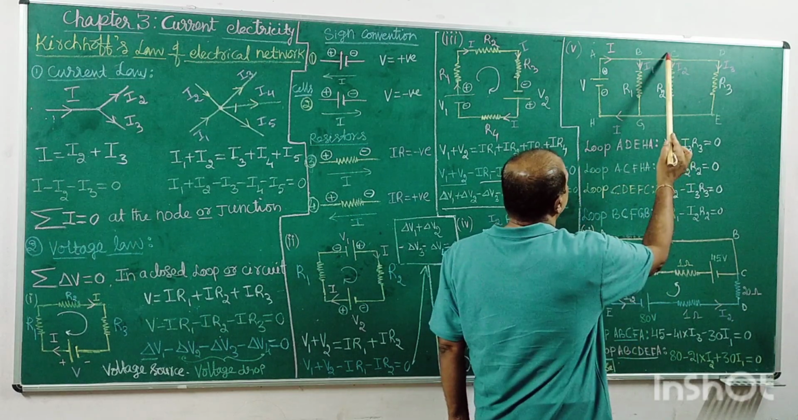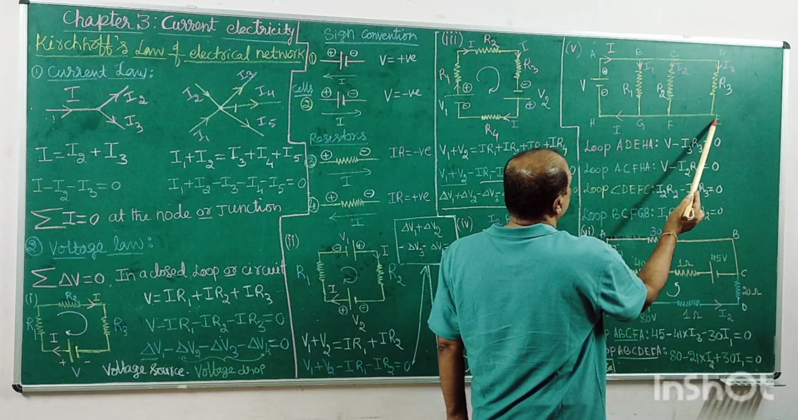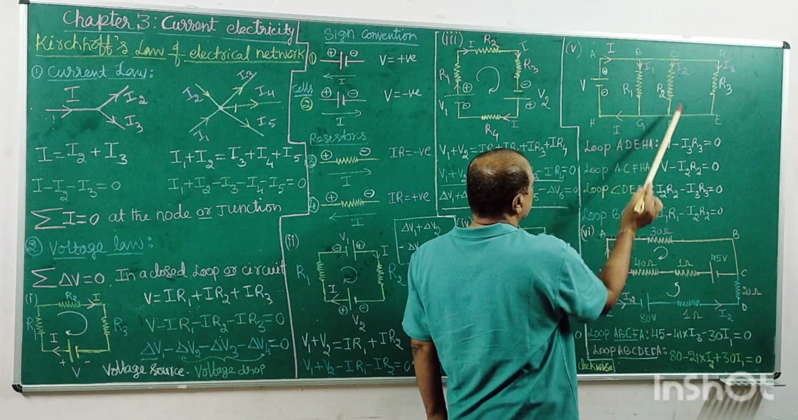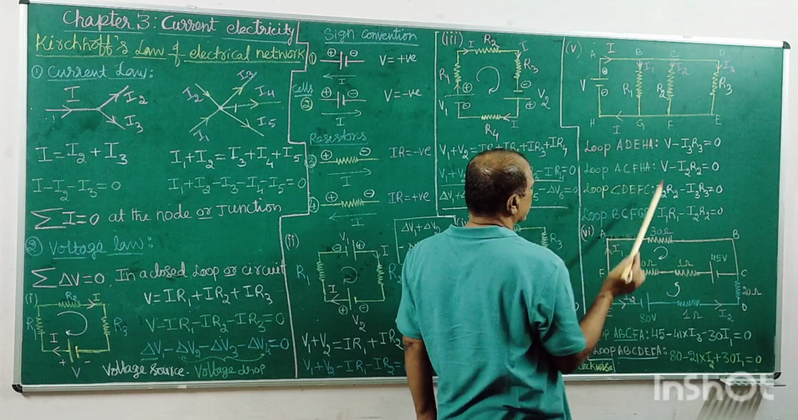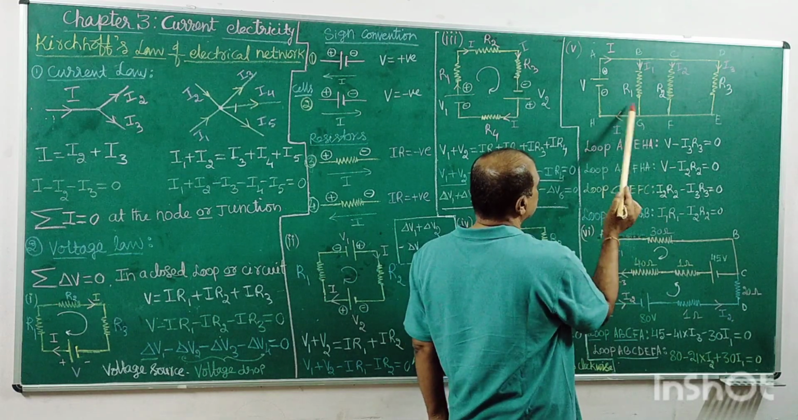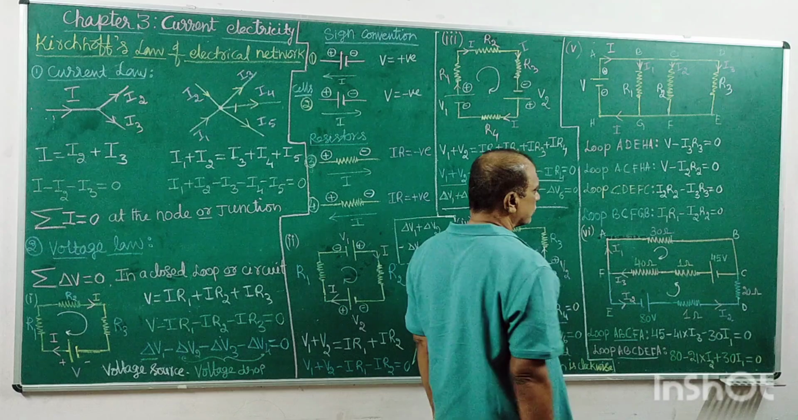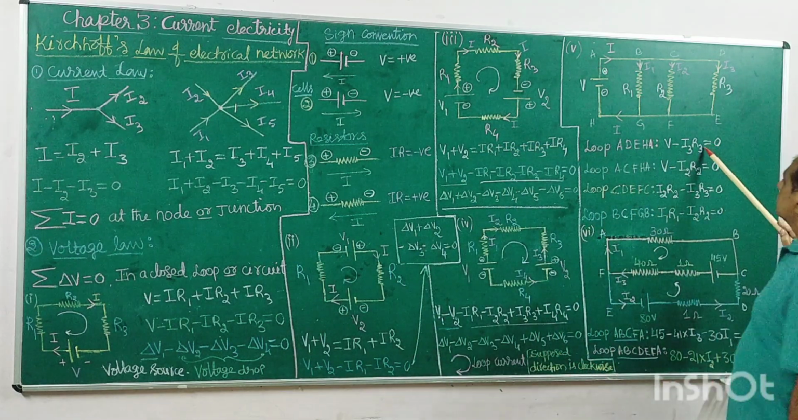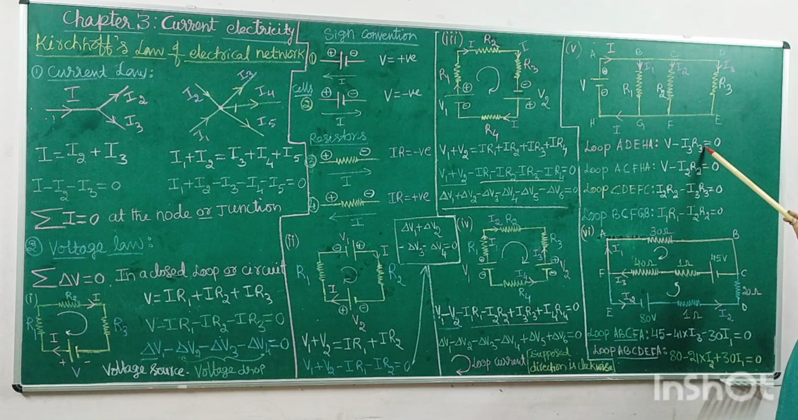D, this one C D E F C, this one. Here B C F G B, this one. One takes plus, other takes minus, equals 0. So these are the equations.